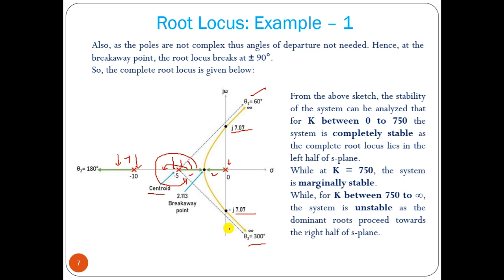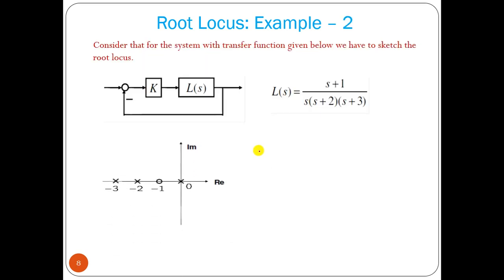From that, what can we predict about the system stability? The system is not absolutely stable, because when k equals 750, your system becomes marginally stable, since the poles are then on the imaginary axis. So when k is less than 750, your system is stable. At k equal to 750, the system is marginally stable, and higher than 750, the system becomes unstable. So this is the concept that we can find out from this particular plot. Now let us solve the second problem.